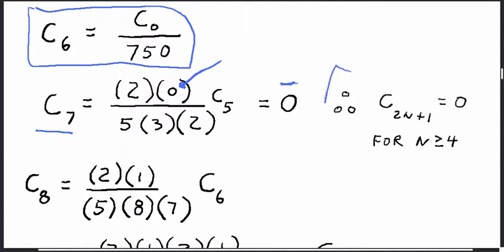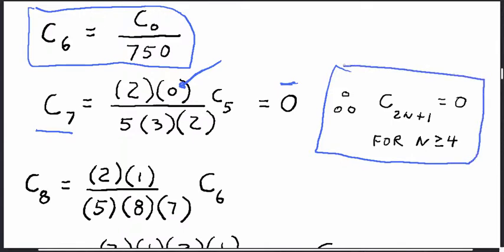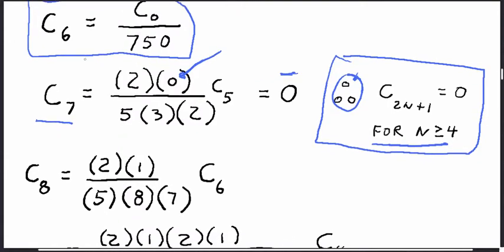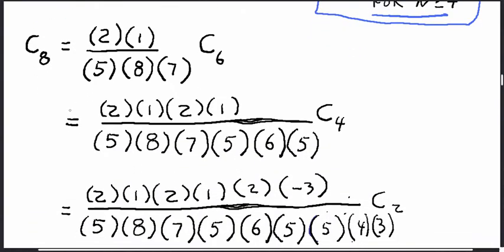But now if you think about it, if c7 is 0, then c9 is 0, c11 is 0, and that's what I'm saying here, is that for every, that's what those three dots mean, c sub 2n plus 1 is equal to 0. Therefore, c sub 2n plus 1 is equal to 0 for every n greater than or equal to 4. So that's a good thing. So now we concentrate on the even c sub 8, c sub 10, and such, and so forth.